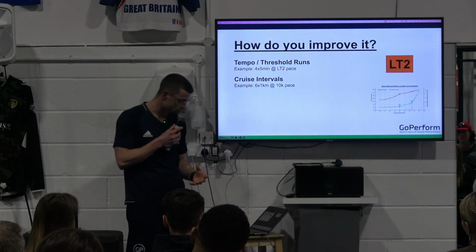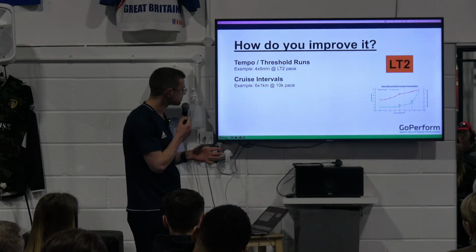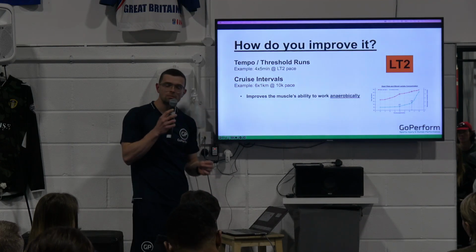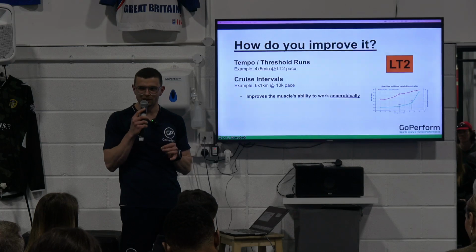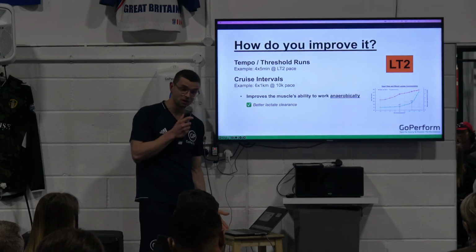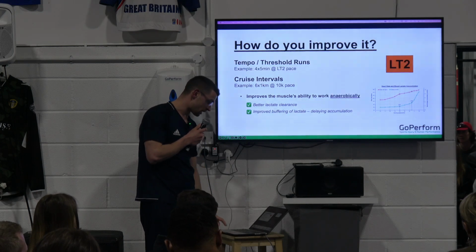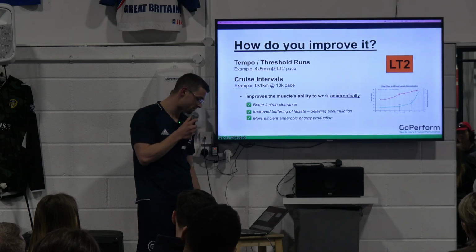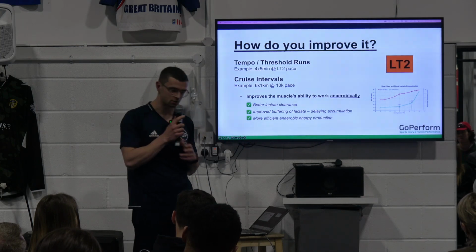Or intervals, so cruise intervals, about 1 kilometer, 6 by 1K at 10K pace. Again, just another example. This is going to improve the muscle's ability to work anaerobically. So that's going to make you better at clearing lactate. It's going to make you better at buffering lactate and delaying its accumulation. And it's going to make you a bit more efficient at producing energy anaerobically.